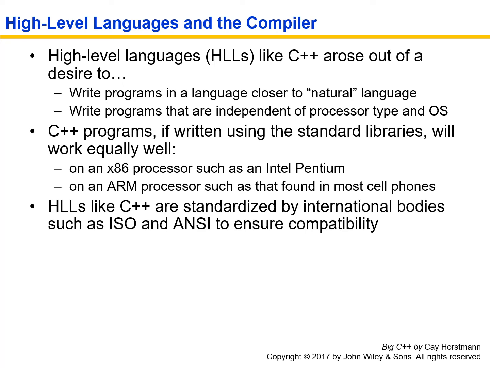Because of this concern with machine language programs being so machine specific, high-level languages like C++ were invented. People wanted to write programs in a language that was closer to what we call natural language, which is how you and I speak. And they wanted to write programs that are independent of processor type and operating system, so that the same code could be compiled on different processors and different operating systems.